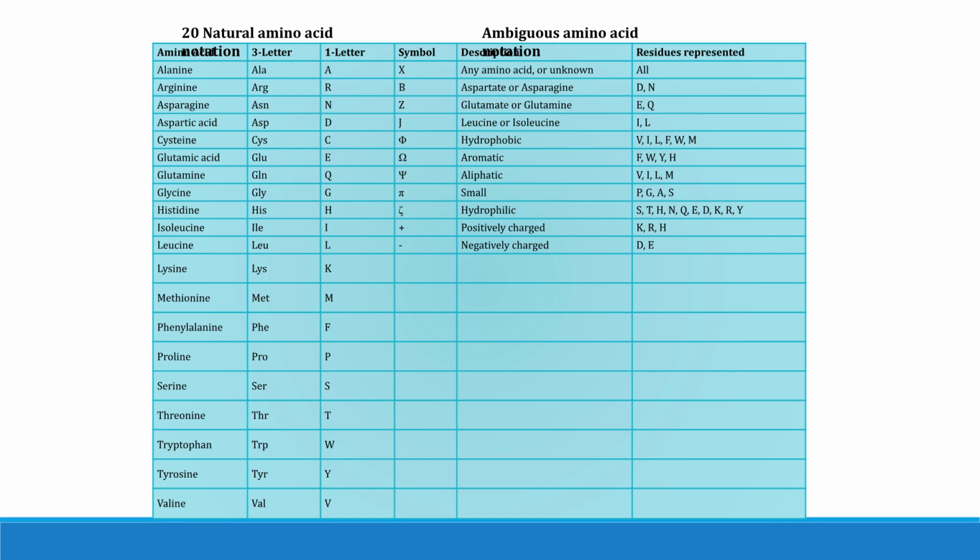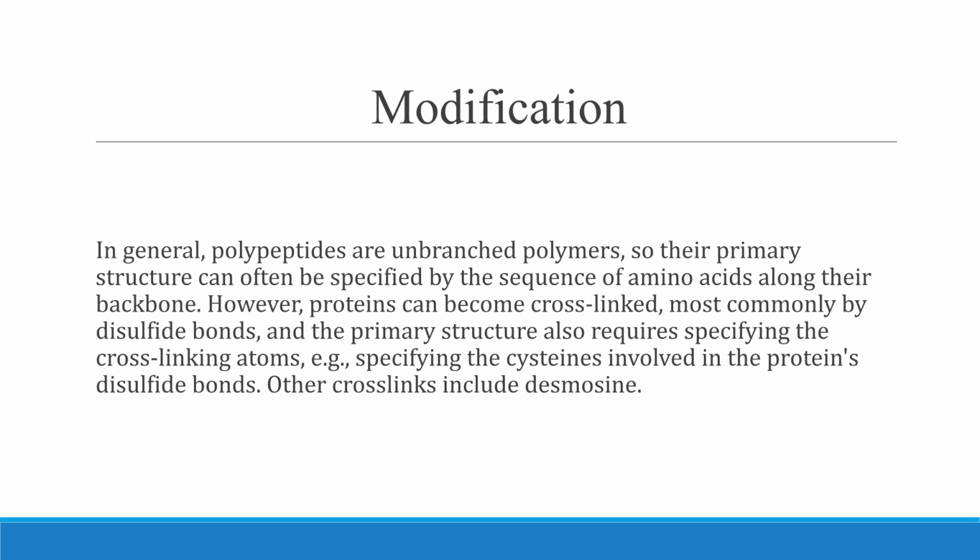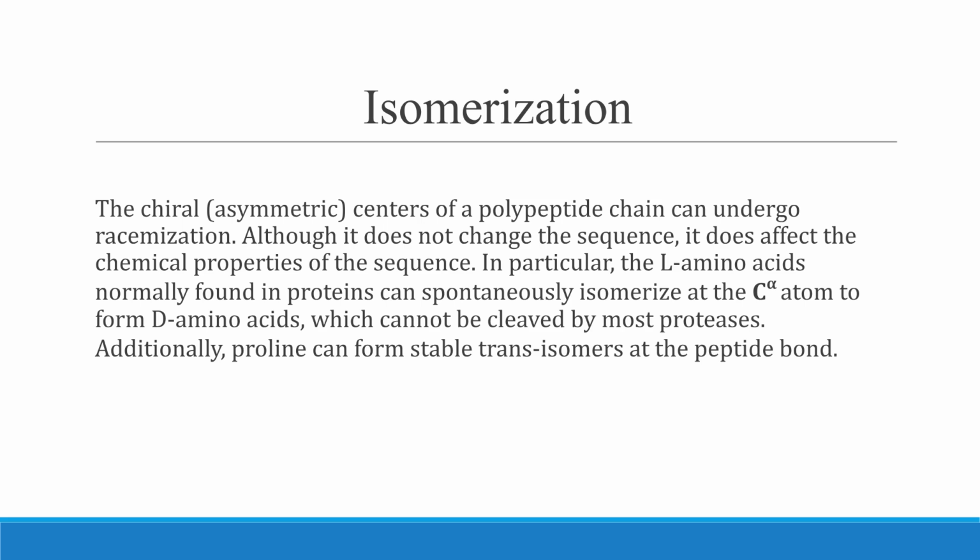the amino acids. Extensive sequence databases exist that compile known protein sequences. This image shows the notation for the 20 natural amino acids and ambiguous amino acids. Although polypeptides are generally unbranched, proteins can be cross-linked, most commonly by disulfide bonds. The primary structure must also specify these cross-linking atoms, such as the cysteines involved in disulfide bonds.